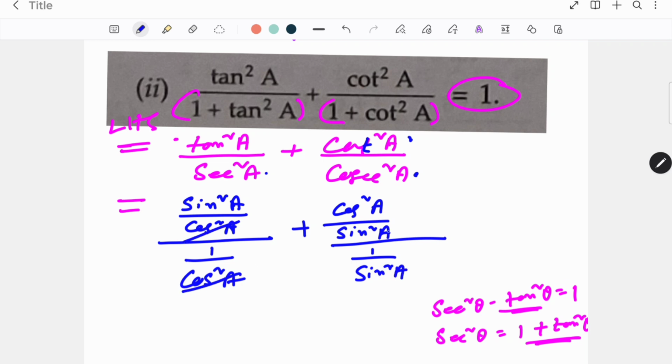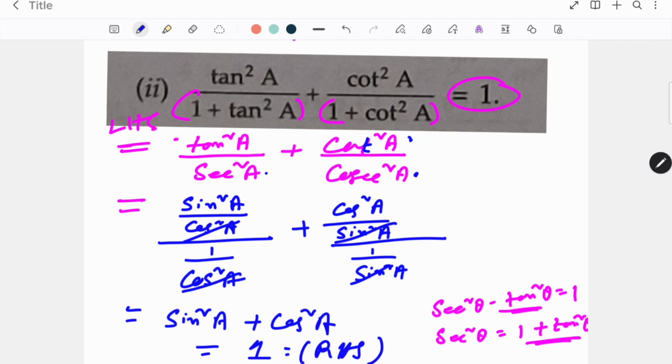This and this cancel, this and this cancel, so we are left with sin square a, here cos square a. We know sin square theta plus cos square theta is 1, so we got the RHS. Hope you understood.